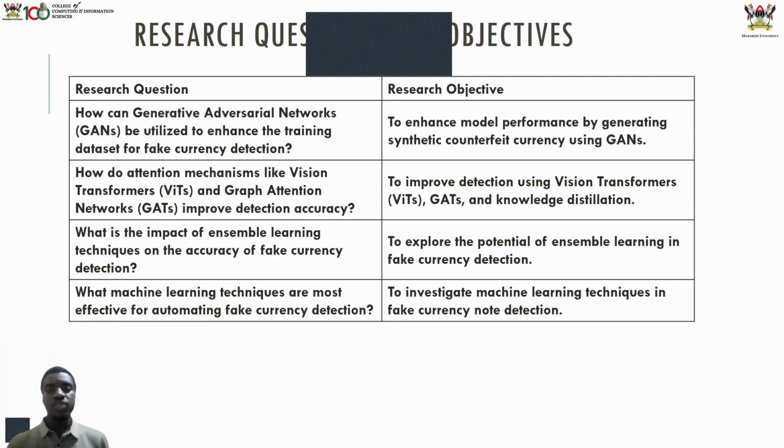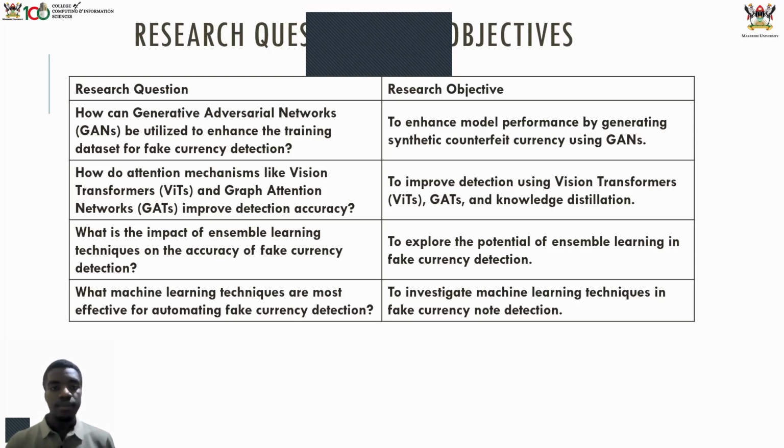Then on the research questions and objectives, as you can see, we have a research question: how can generative adversarial networks be utilized to enhance the training data set of fake detection? Of course, here the objective becomes to enhance model performance by generating synthetic counterfeit currency using GANs, like I explained in the previous slide. Then improve detection using vision transformers, GATs, and knowledge distillation. I also have to explore the potential of ensemble learning. Ensemble just means combining different models to come up with a clear and effective model which is fine-tuned.